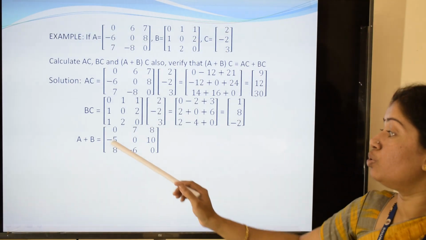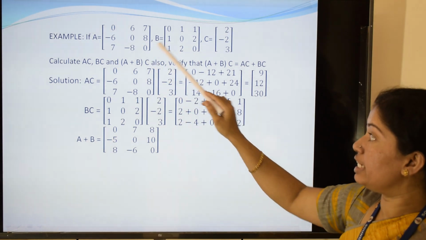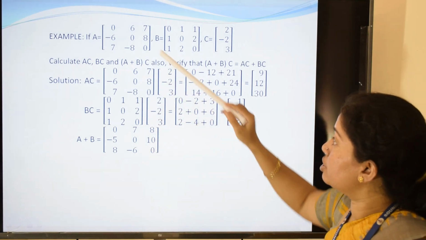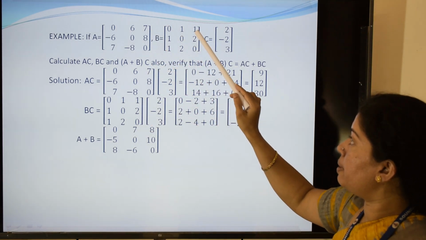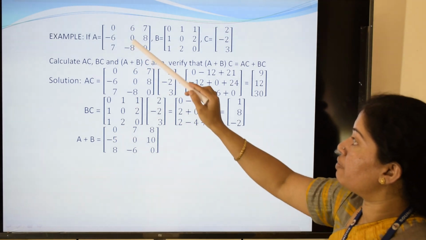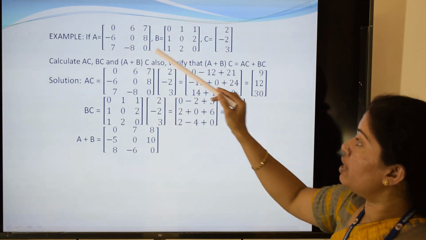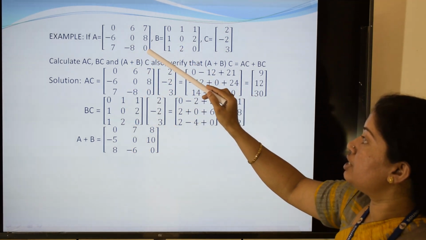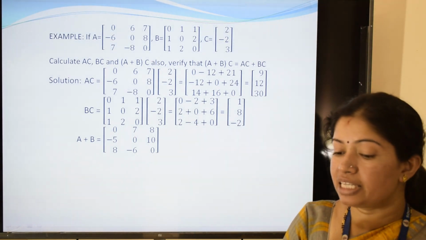Next we have to find A plus B. Add A and B matrices. Let us add. How to add? You have to add the corresponding entries. So 0 plus 0 is 0, 6 plus 1, 7, 7 plus 1, 8, minus 6 plus 1 is minus 5, 0 plus 0, 0, 8 plus 2, 10, 7 plus 1, 8, minus 8 plus 2 is minus 6, 0 plus 0 is 0. So we got our matrix A plus B.